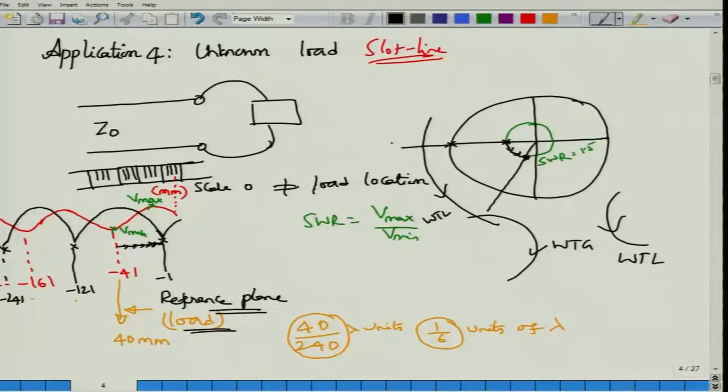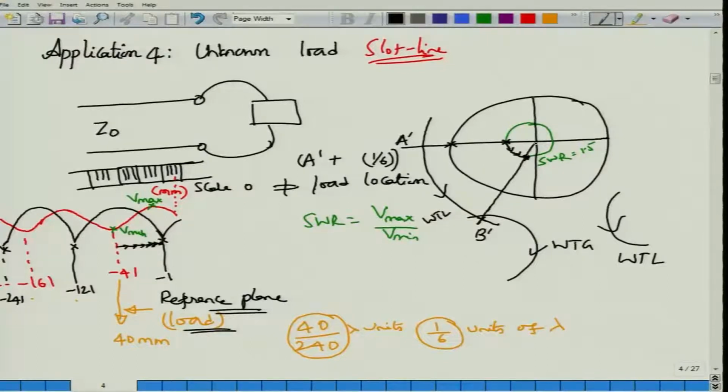On the WTL scale you find out this point, which is the voltage minima point, call it A prime. To this A prime add 1/6 in terms of lambda, right. So point A prime plus 1/6 in terms of lambda you add, okay, and then move to that distance and then draw a line. So this point you would call as B prime.